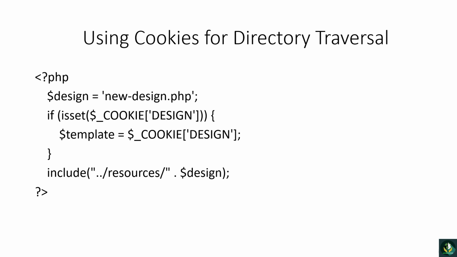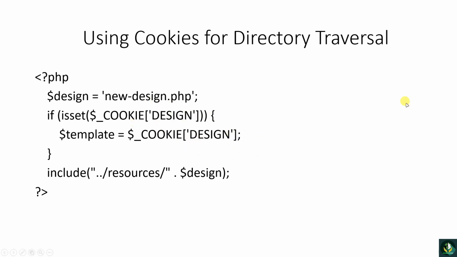The second one is using cookies for directory traversal. In many cases, cookies reference directories on a web server to load files required for a website. This exposes a site to a directory traversal attack. For example, consider a cookie that accesses a file to load new design templates for a website. In this scenario, as you can see here, the name of the file is stored in the design cookie.